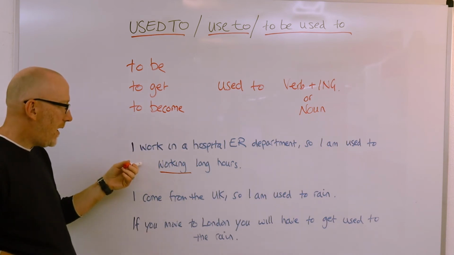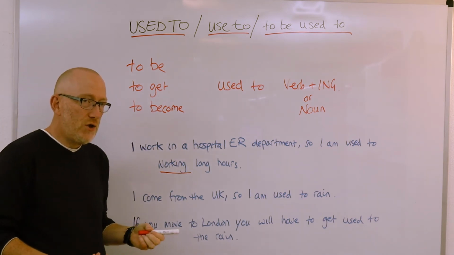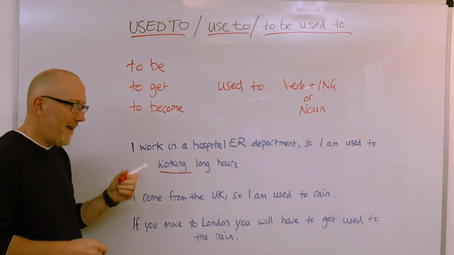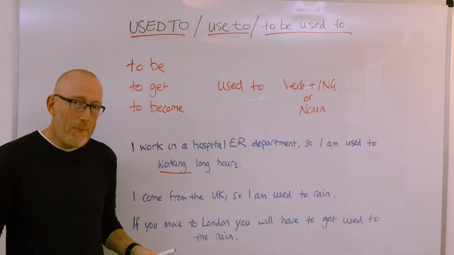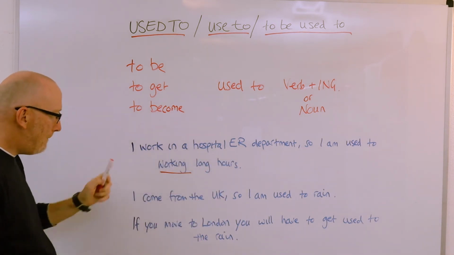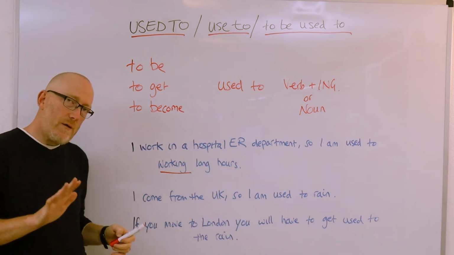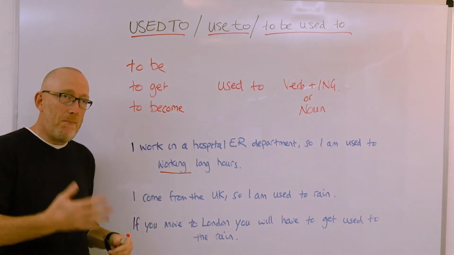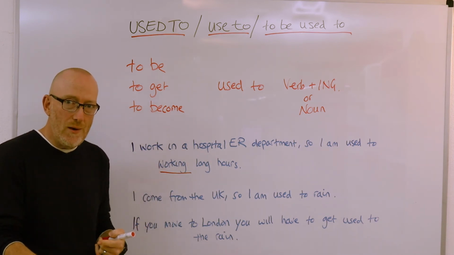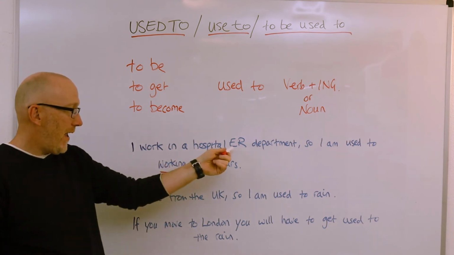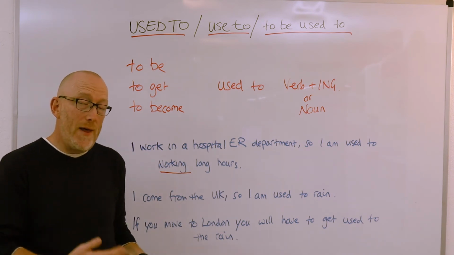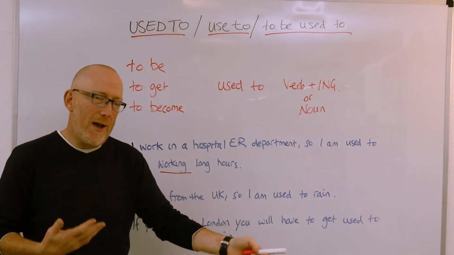So this is actually describing something that is true, in a sense, now. This is not really describing change, it's describing a change that has happened in the past. I have already become used to working long hours. But we can also use used to describe how somebody might have to change or to become familiar with something new. So when I started working in a hospital ER department for the first time, I had to become familiar with something new, such as working long hours.